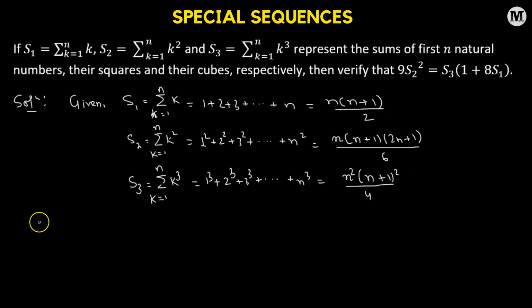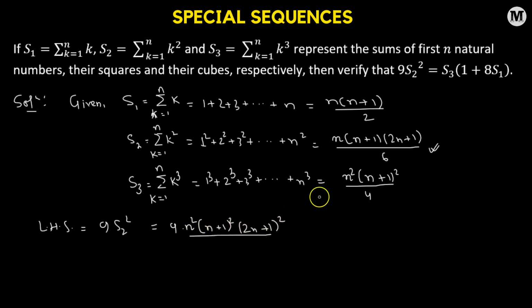So let's start from the left hand side of the expression, which is 9 times S2 squared, which means we have 9 multiplied by S2, squaring S2. So we have to square this sum. That gives us 9 n squared times n plus 1 whole squared multiplied by 2n plus 1 whole squared divided by, so squaring gives 36. After simplification, we get 1/4 of n squared times n plus 1 whole squared multiplied by 2n plus 1 whole squared.